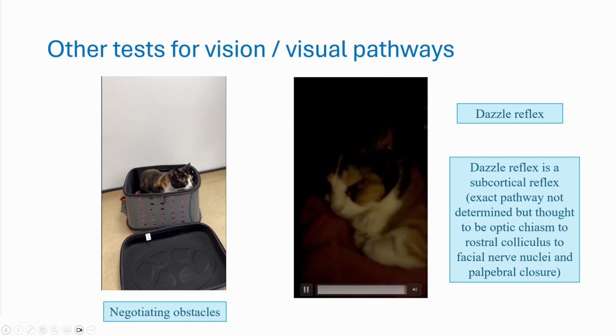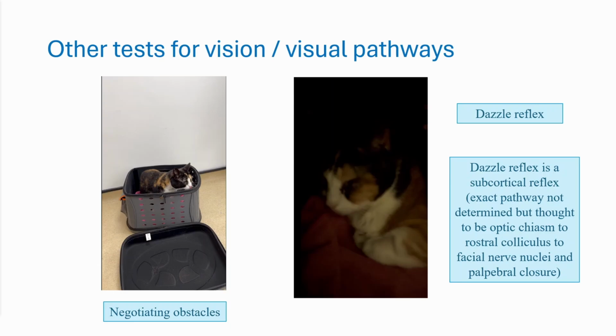And in fact, I've seen a Dazzle reflex be preserved in a cat that was almost completely blind centrally, and it also will be preserved shortly after euthanasia. It's one of the very last reflexes to go. So when an animal is dying, it is one of the last reflexes to be lost.